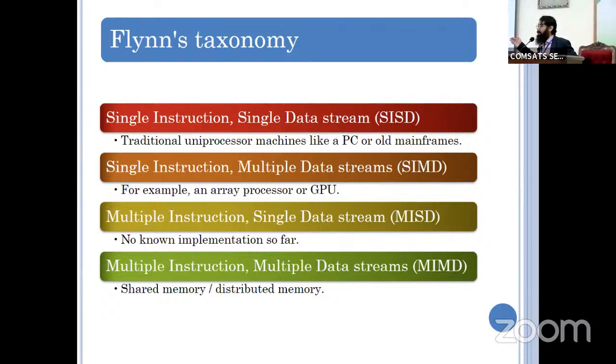And the classical computer or your PC belongs to this category. Then we have single instruction, multiple data streams. You have probably heard the name of accelerators, GPUs, where you are going for array processing, vector processing.